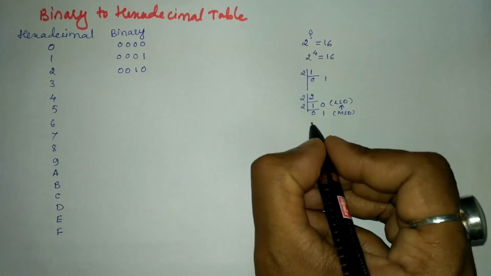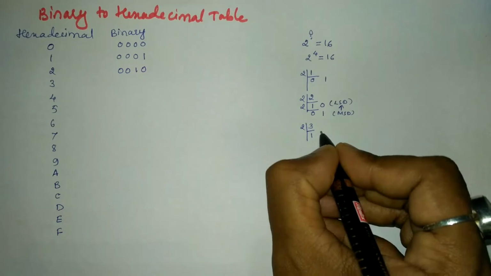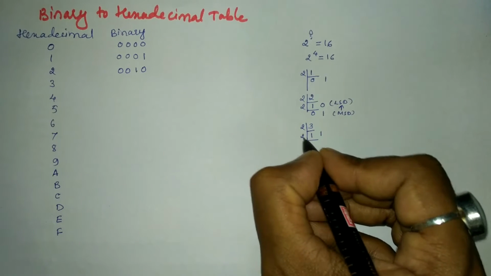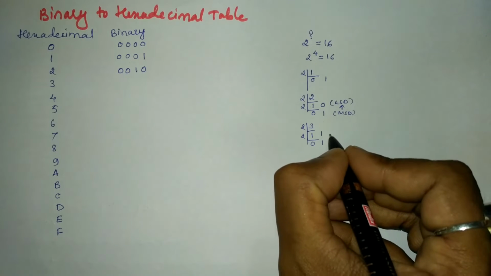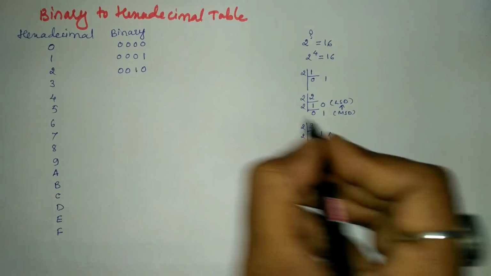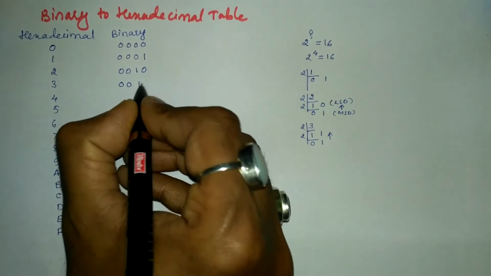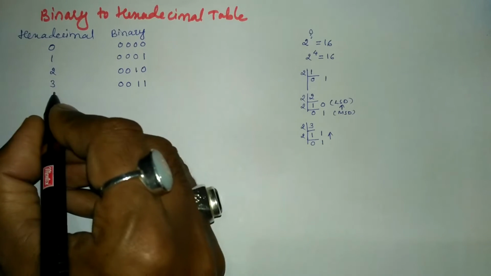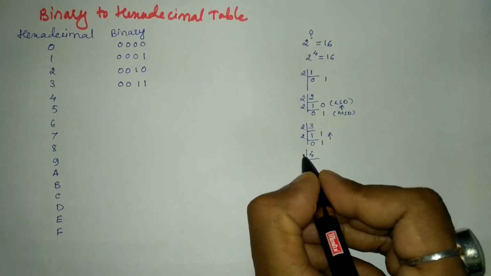Similarly 3. Divide 3 by 2. 2 ones are 2. Remainder is 1. Next 2 zeros are 0, this 1 will become the remainder. So again I'll have to write it from bottom to top. So it will become 1, 1. So first 2 bits will be 0. Next 2 bits will be 1, 1. That represents 3.